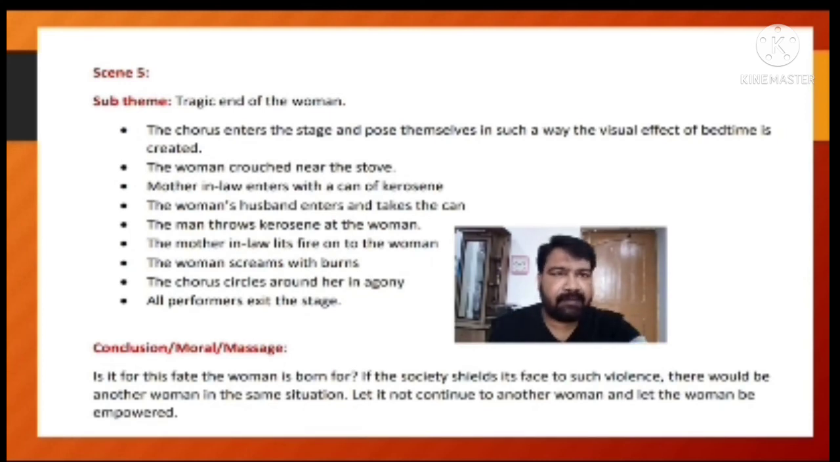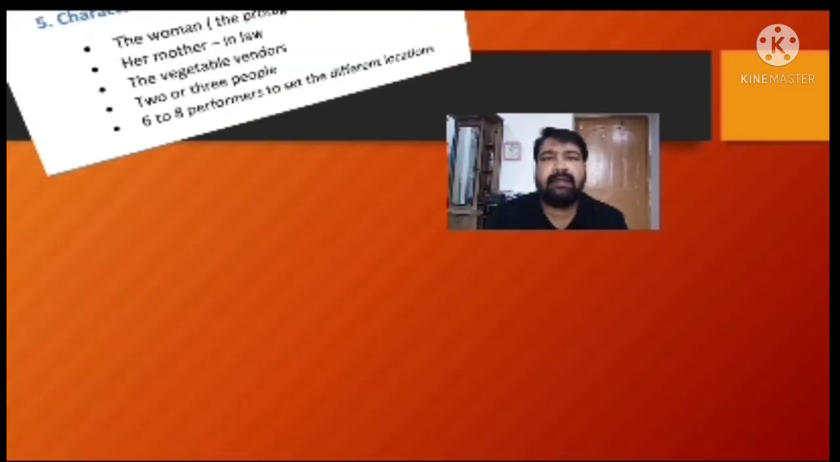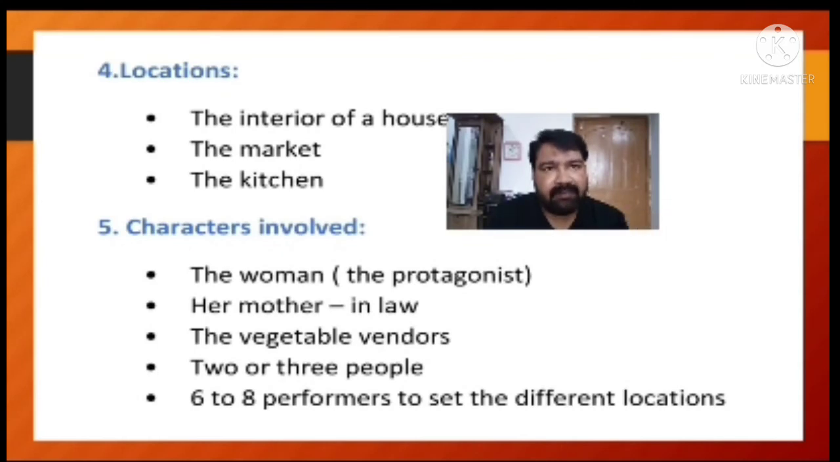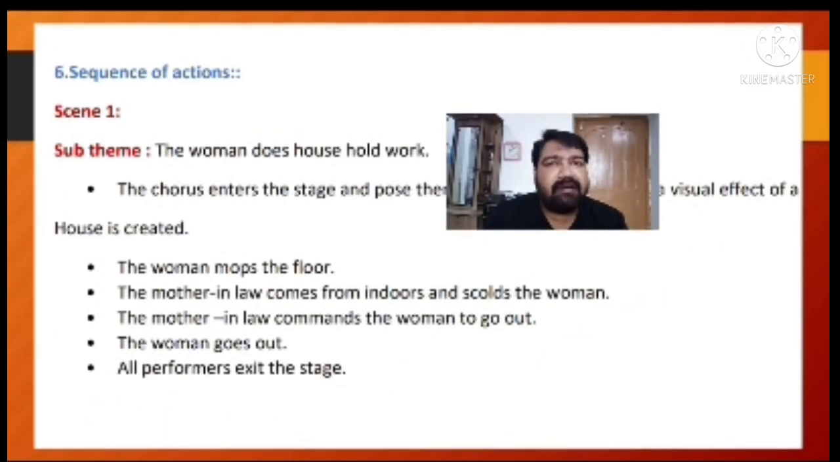Let us recapitulate one more time. For another woman choreography script, we have to write the choreography script as shown, as you see on the screen. As it is, you have to write in your examination. First of all, you have to write the name of the poem, then theme of the poem, then instances of the poem, then location of the poem, then characters involved in the poem, then sequences of actions scene wise with sub-theme.